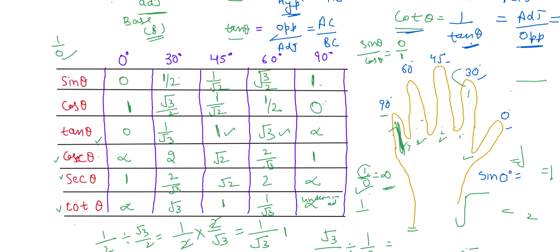Clear? So by this, you can find the values of different angles for these thetas. So these were some basic concepts of trigonometry. Thank you.